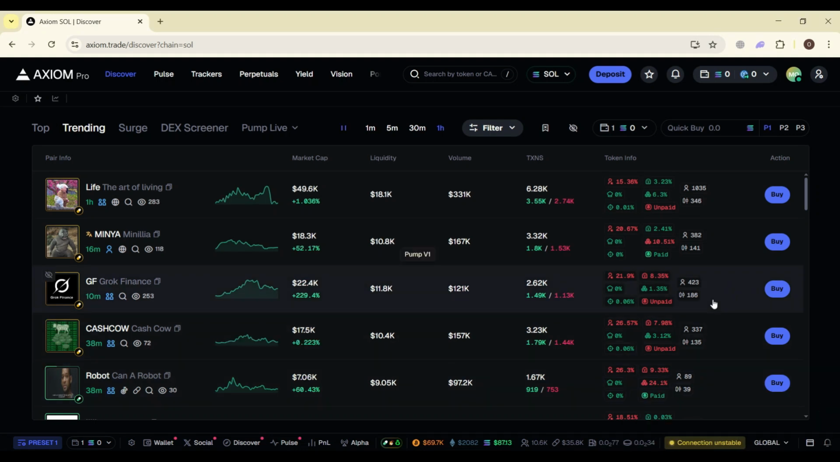Today we are talking about something that saves accounts: how to set up automatic stop loss across all your Axiom wallets. If you don't use stop loss, you are gambling.